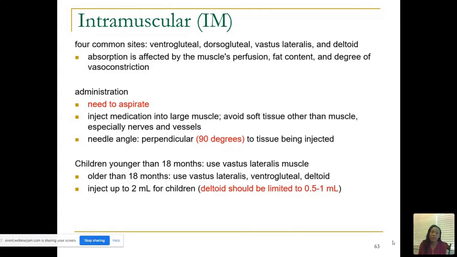You get no blood back, you're in a muscle. Then you can give your medication. Okay, so one more time.